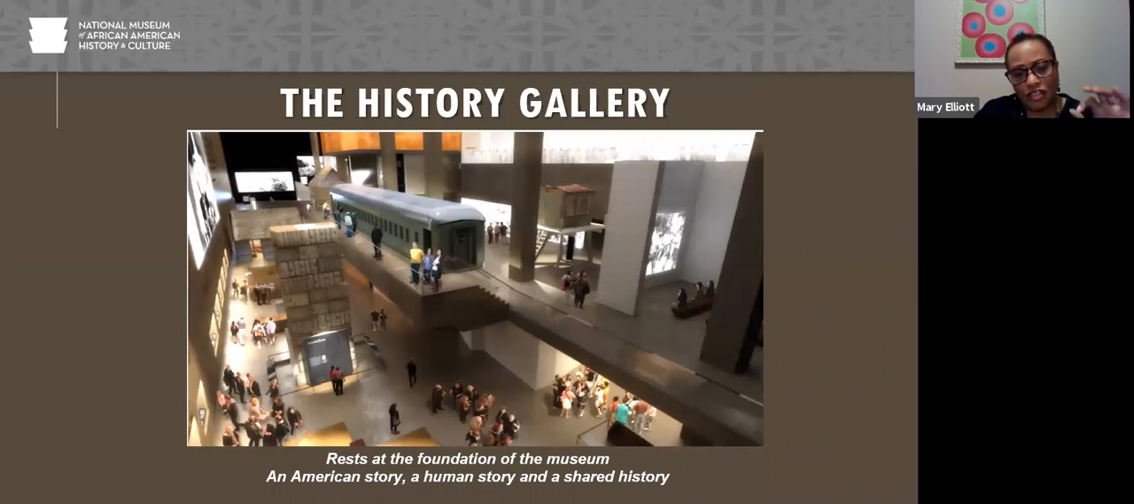We look at Reconstruction and consider the 13th Amendment, the end of slavery with the exception of if you commit a crime. The 14th Amendment, citizenship, due process, and the equal protection under the law. And then the 15th Amendment, we look at voting rights and the right to run for office. But I want to point something out to you.